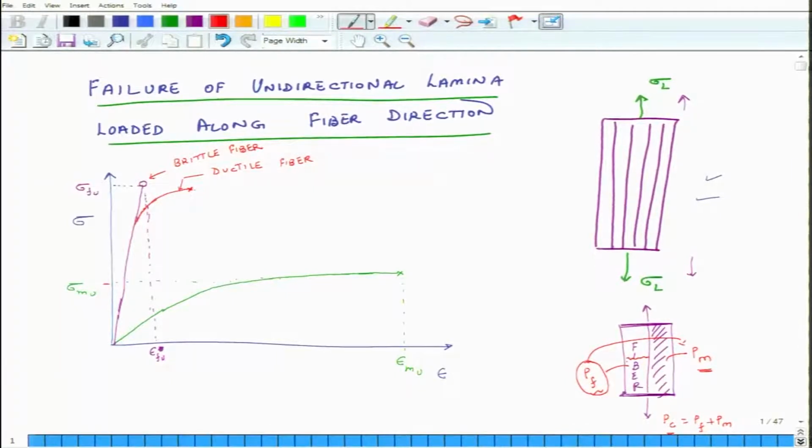If the volume fraction of fiber is small, I keep on pulling it, the fiber breaks, and the extra load which is transferred to the matrix is not large. So, the matrix can handle this extra load, and I keep on pulling. The composite does not break. Now I have to pull even more, and then the matrix breaks.